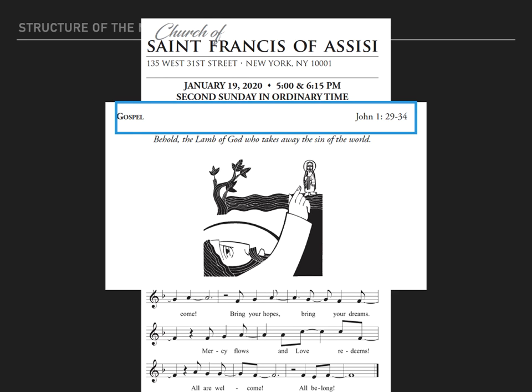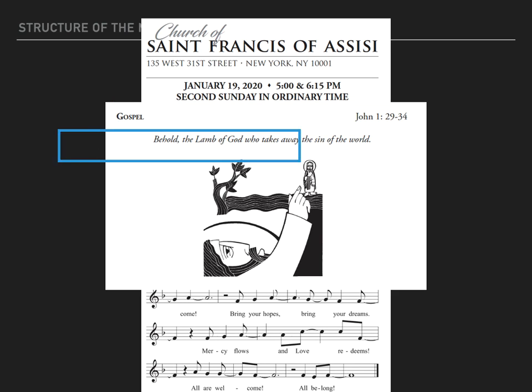The priest or deacon or bishop will read the gospel, right? And will then usually preach on that. And generally speaking, a lot of the music that you will hear at a particular Mass will be inspired by the reading from the gospel. So it's very important to take note of what that is.